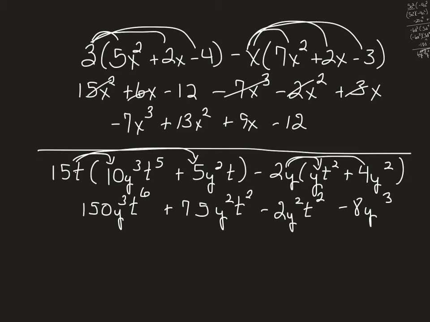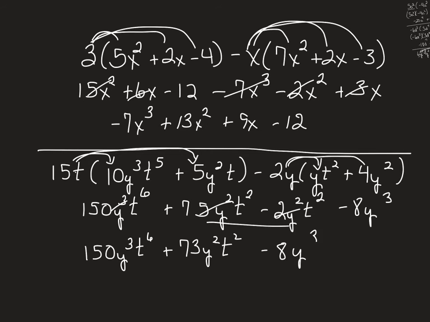So here we'll have 150y cubed t to the sixth. The degree of that monomial is 9, remember. Leading coefficient is 150. 75y squared t squared, I can combine these two and we get plus 73y squared t squared. So those two are used. Minus 8y cubed, and we have simplified that problem completely.